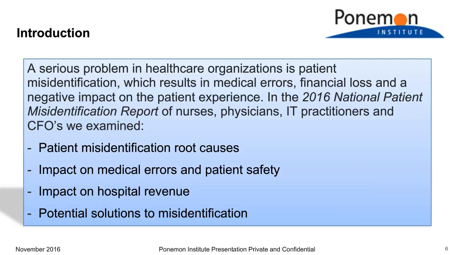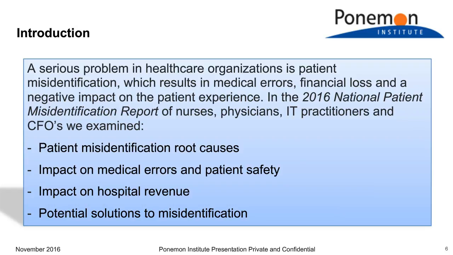Specifically, we're going to look at four general areas of research and findings. First, the root causes of patient misidentification. Number two, the impact on medical errors and patient safety. Number three, the impact on hospital revenue. And then the good news is potential solutions to the misidentification problem. So we will now jump into the research.